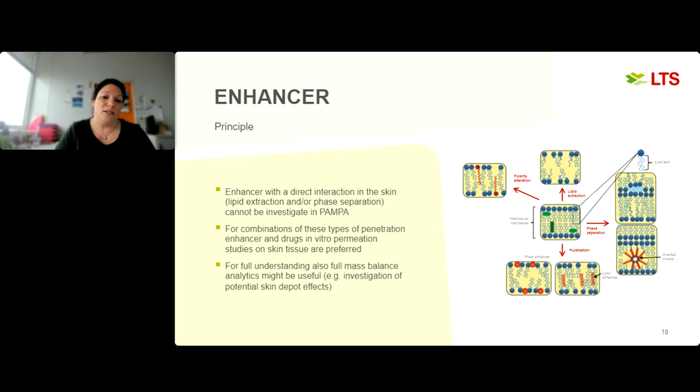And not every type of enhancer can be investigated in the PAMPA, because if we have an enhancer which has a direct interaction with the lipid double layer in the skin, so for example an enhancer which makes a lipid extraction or a fluidization of the skin, then we don't have the possibility to investigate this in PAMPA, because then we lose our membrane here. And so we have to go with a couple of enhancers directly to the in vitro permeation study to investigate them at all.